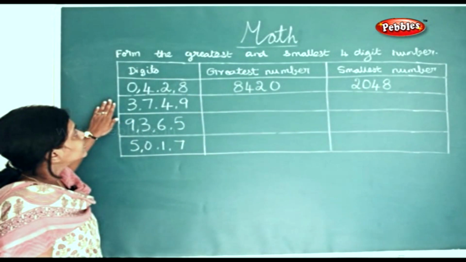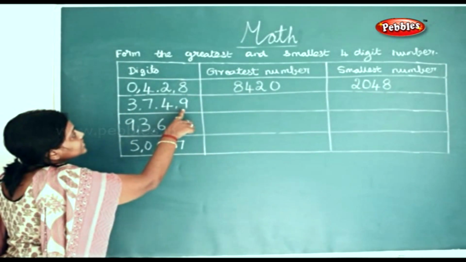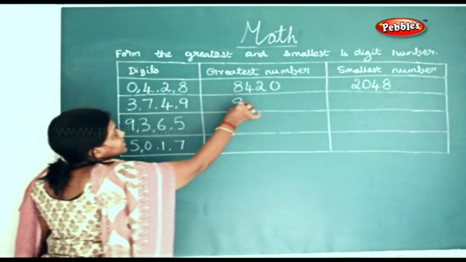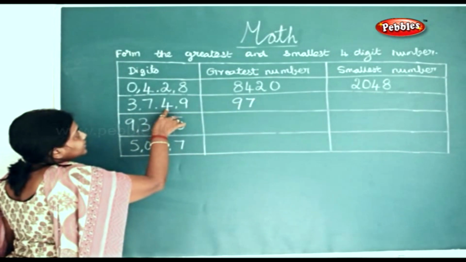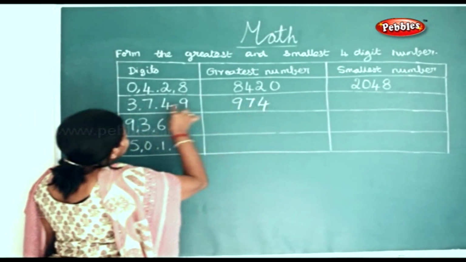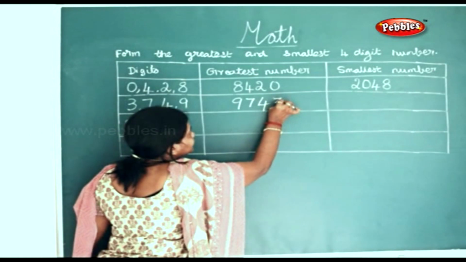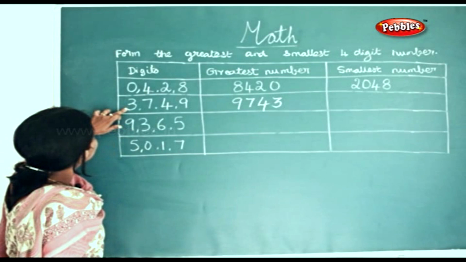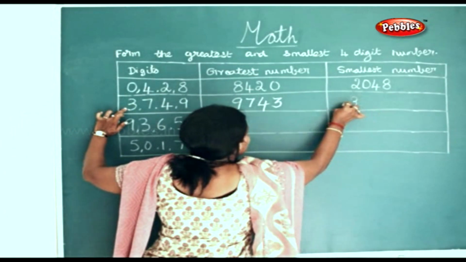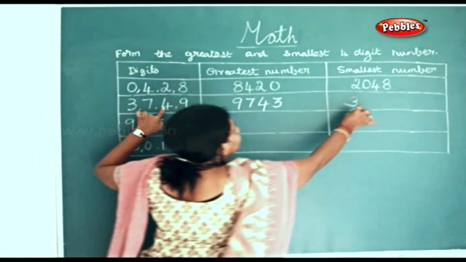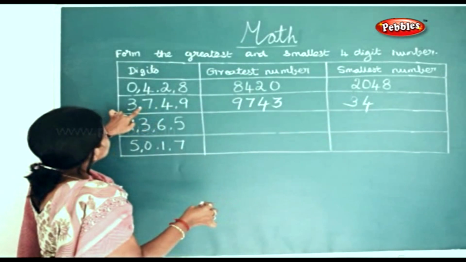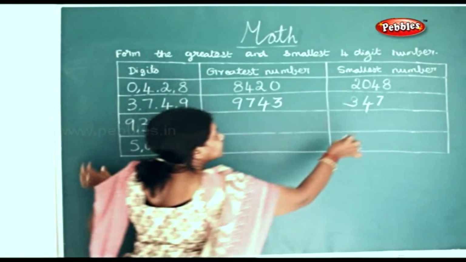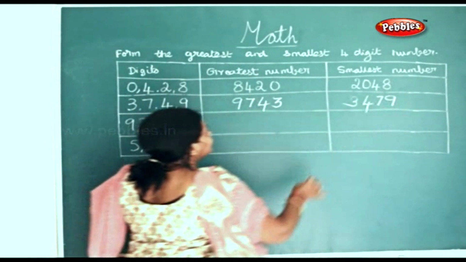In the same way we will form the greatest number. The greatest number here is 9. The next bigger number will be 7 and after that will be 4 and then the least will be 3. Now to form the smallest number, here is 3. Then you have a 4. Then 7 and 9 at the last.